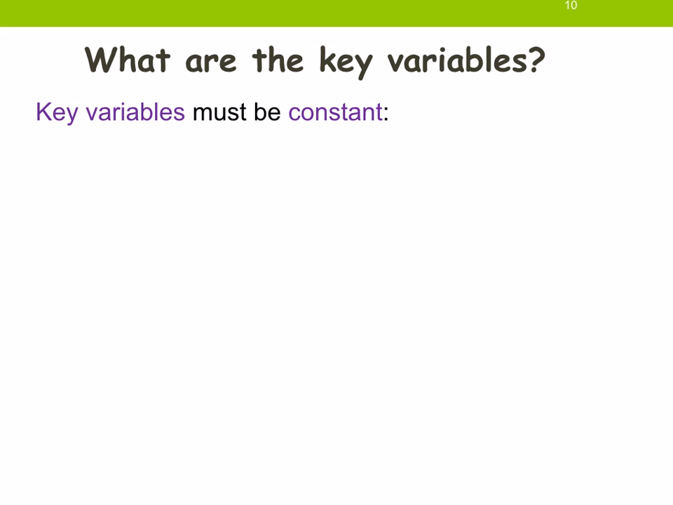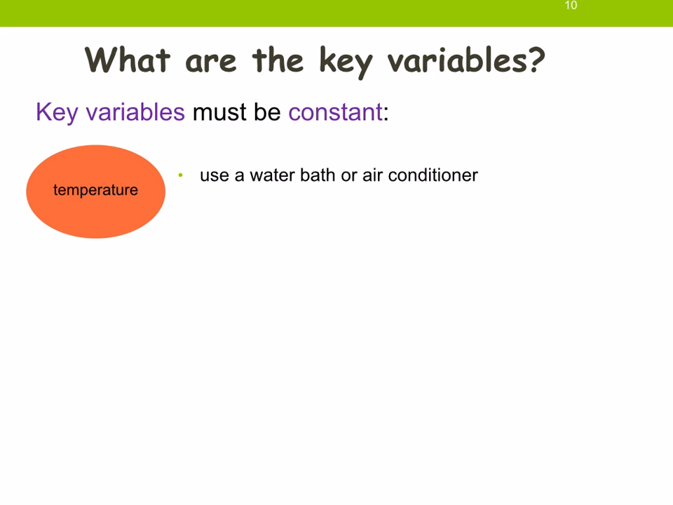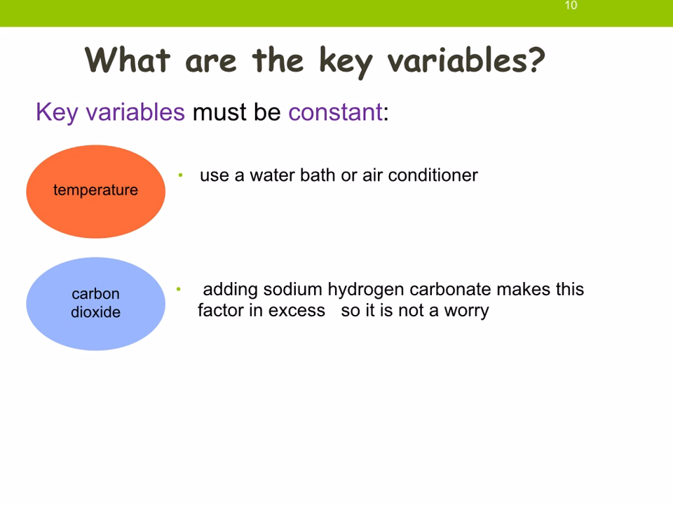And then when you're doing an experiment, so when you're comparing one experiment to another, you need to keep key variables constant. So for example, the temperature in this experiment needs to be kept constant. How would you do this? You would use a water bath or an air conditioner to keep the surrounding temperature constant. Carbon dioxide concentration also needs to be kept constant. So in our case, we added sodium hydrogen carbonate. This made carbon dioxide in excess, so you don't really need to worry about that factor.